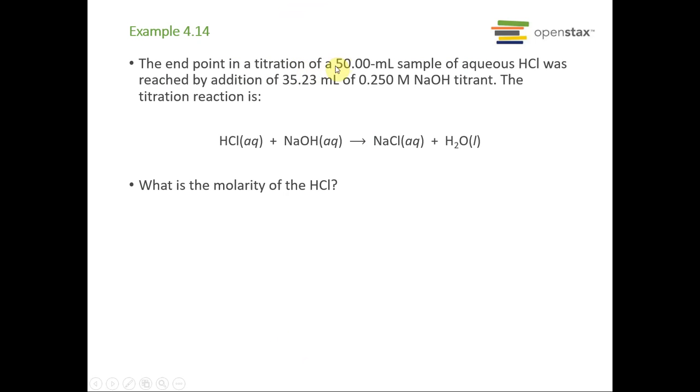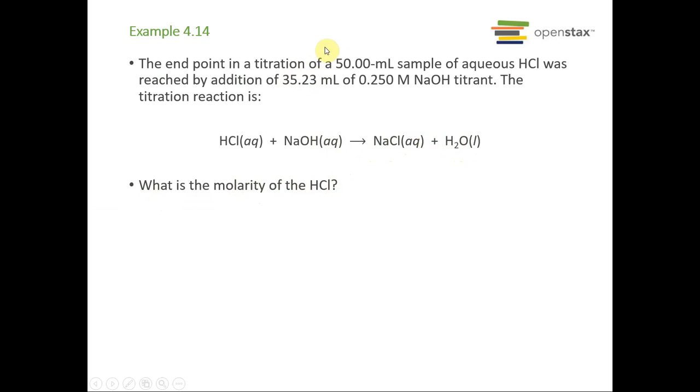The end point of a titration of a 50 milliliter sample of aqueous HCl was reached by the addition of 35.23 milliliters of a 0.250 molar sodium hydroxide titrant. The titration reaction is HCl(aq) + NaOH(aq) → NaCl(aq) + H2O(l). What is the molarity of the HCl?